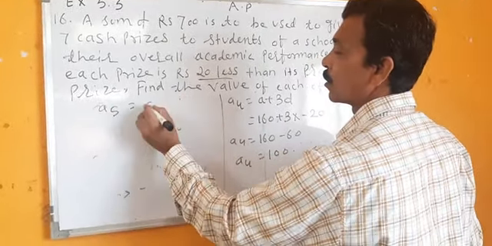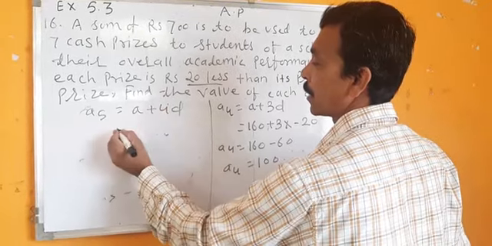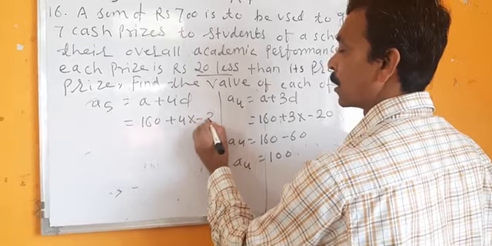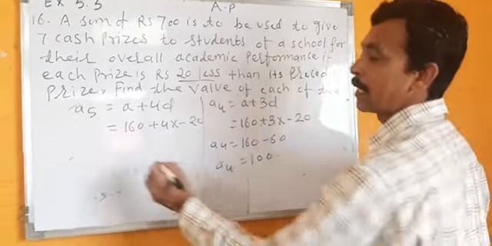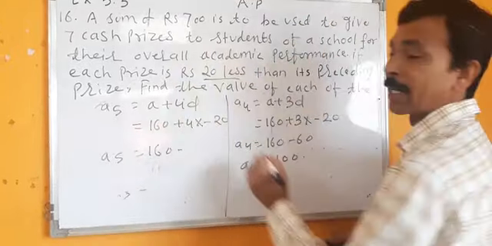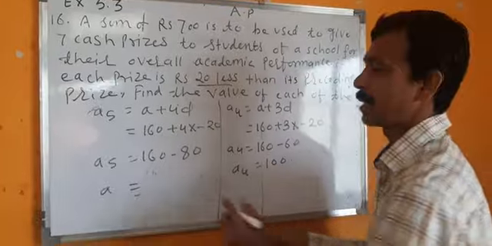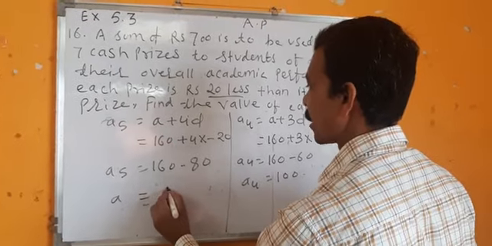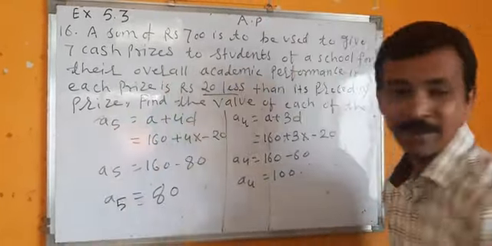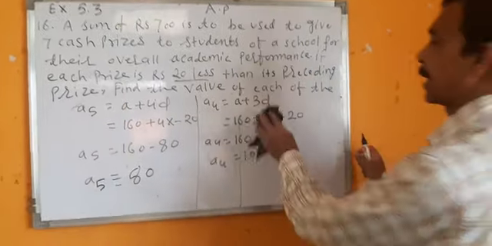A5 is equal to A plus 4D. A is how much? 160, plus 4 into D, which is minus 20. So A5 is equal to 160, 4 into minus 20 is minus 80, so 160 minus 80 is how much? 80. Right? A5 is 80. Now A6 and A7 are left.